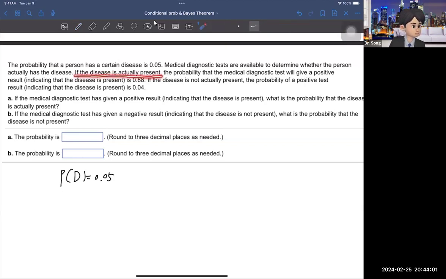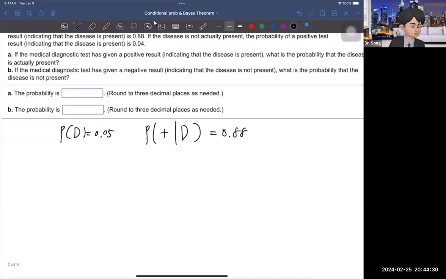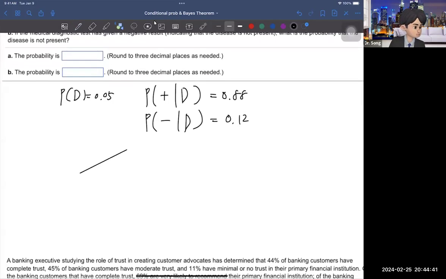If the disease is actually present, the probability that the medical diagnostic test will give a positive result is 0.88. That means the probability, given that someone has a disease, that the test is positive, is 0.88. What do you mean? Even if someone actually has a disease and takes a test, it says positive only 88% of the time. That means the test is not perfect. Even though someone has a disease, it is possible for the test to be negative. That is 0.12. We can also make a diagram like this.